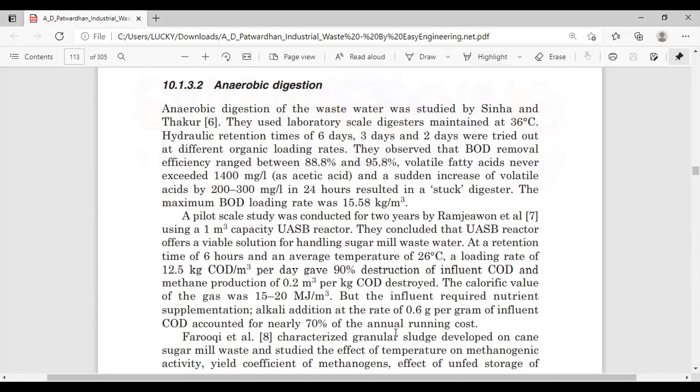The calorific value of the gas was 15 to 20 megajoules per meter cube, but the influent required nutrient supplementation. Alkali addition at the rate of 0.6 gram per gram of influent COD accounted for nearly 70% of the annual running cost.